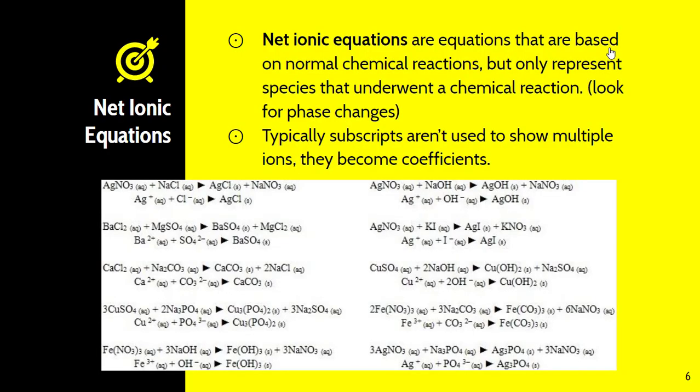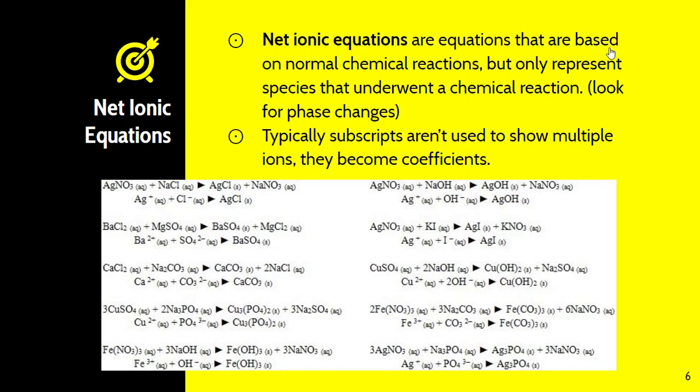Now, something that's probably the most important part of this unit is being able to identify and work with net ionic equations. Now, these are equations that are based on normal chemical reactions, but only represent the species that underwent a chemical reaction. So you really want to look for phase changes as a result of this. Take a look at all of the equations below. All of these are aqueous solutions, or solutions that have been reacted with one another, and you notice that they're AQ. If something is listed as aqueous, this is really important, they are dissolved in solution. They form their ions as a result.